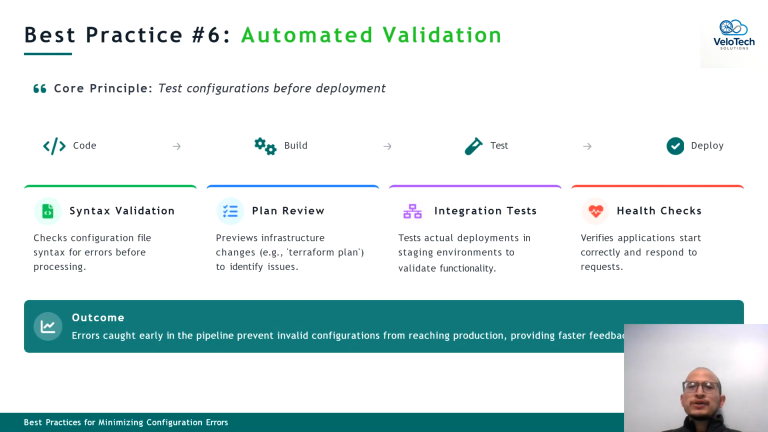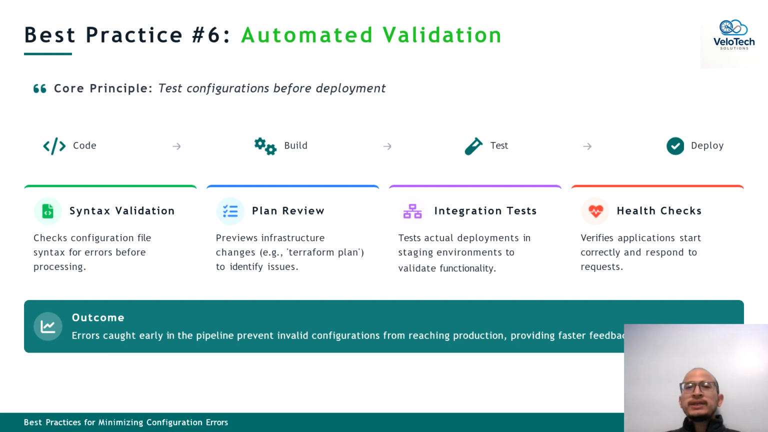Best practice 6 is all about catching errors early. Automated validation. The core principle here is simple but powerful. Test configuration before deployment. The later you catch an error, the more expensive it is to fix. An error caught during code review costs minutes. An error caught in production costs hours or days and affects customers.